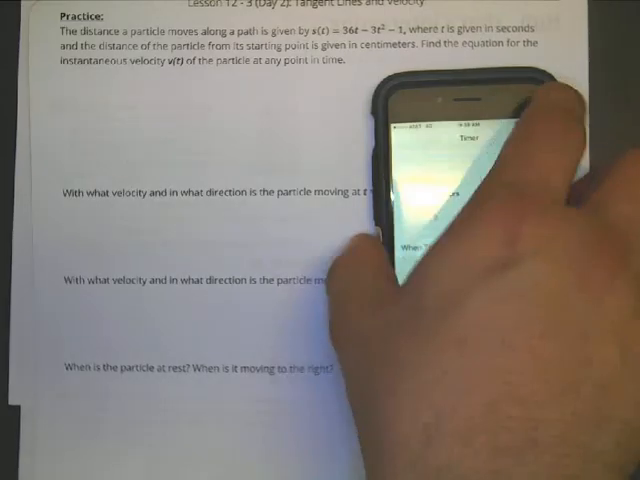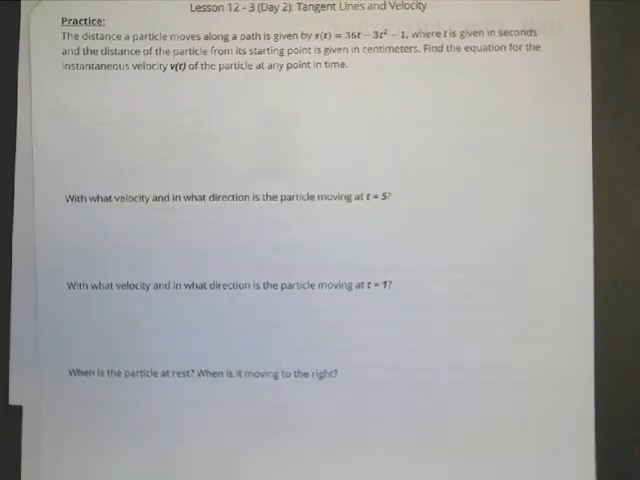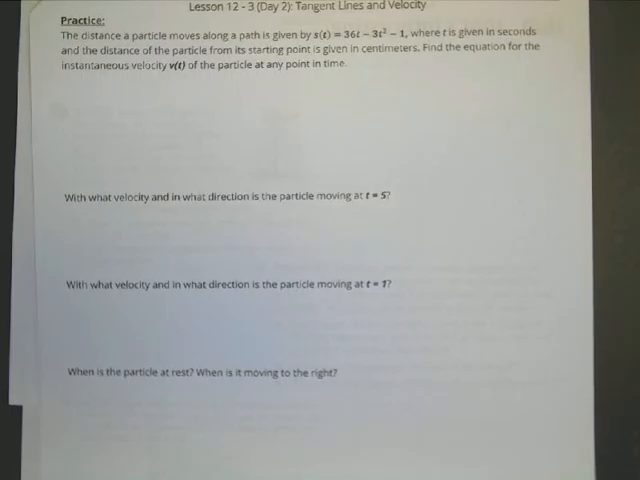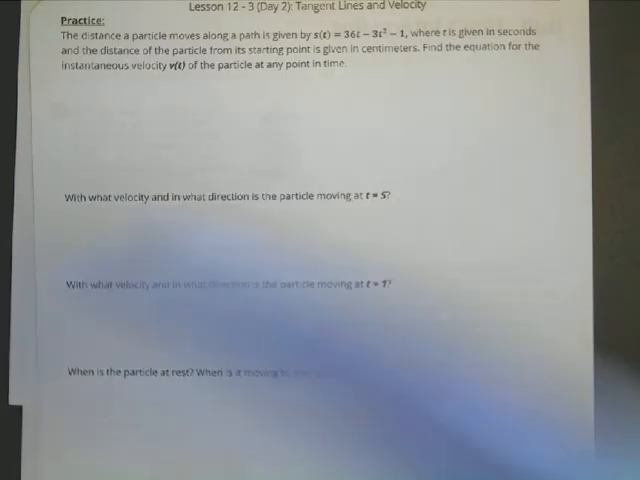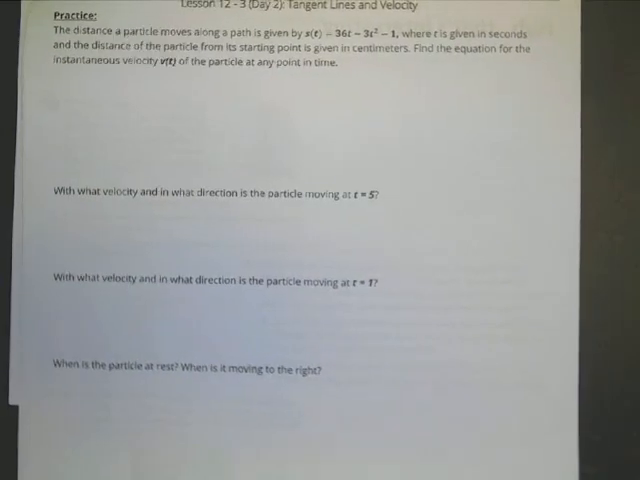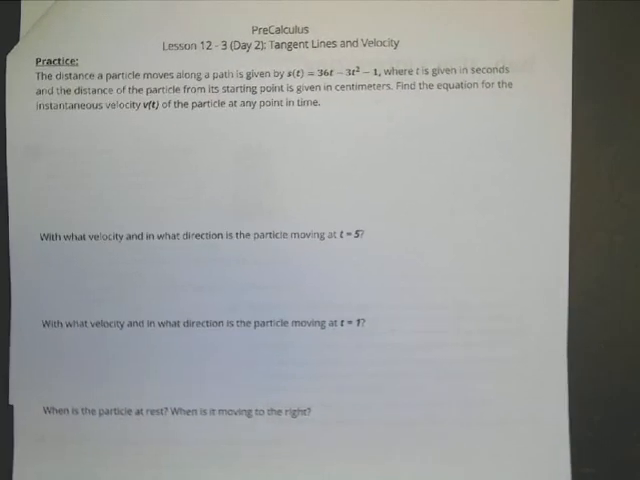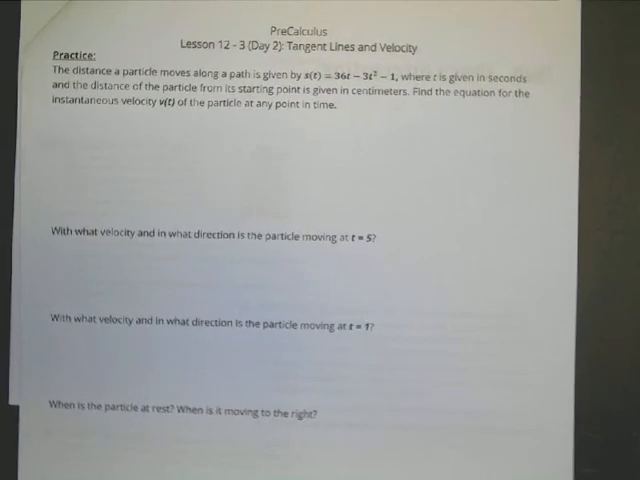All right, so let's take a look at this one. April, can you read this problem? The distance a particle moves along a path is given by S of t equals 36t squared minus 1. It moves for 13 seconds. Find the equation for the instantaneous velocity v of t of the particle at any point in time.